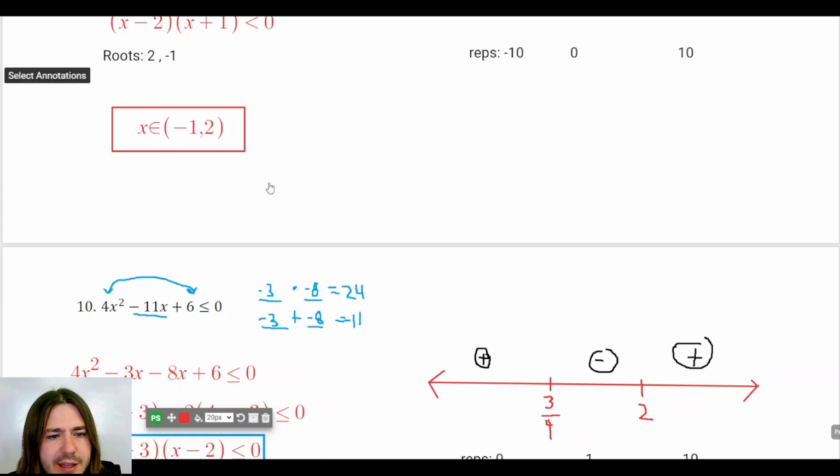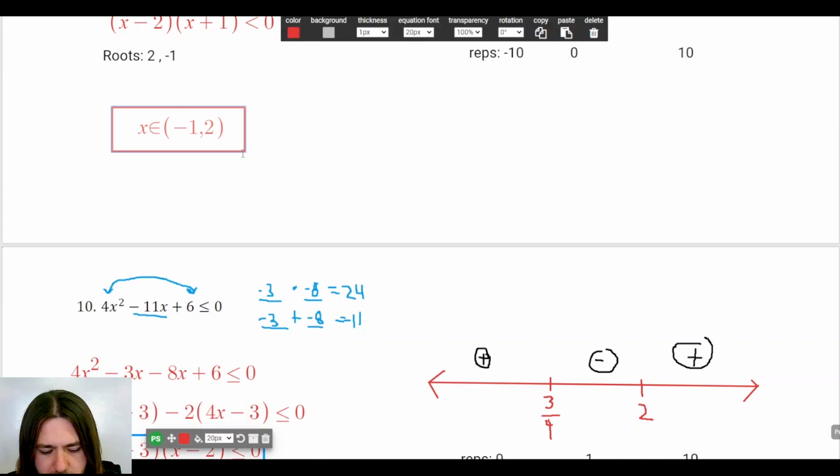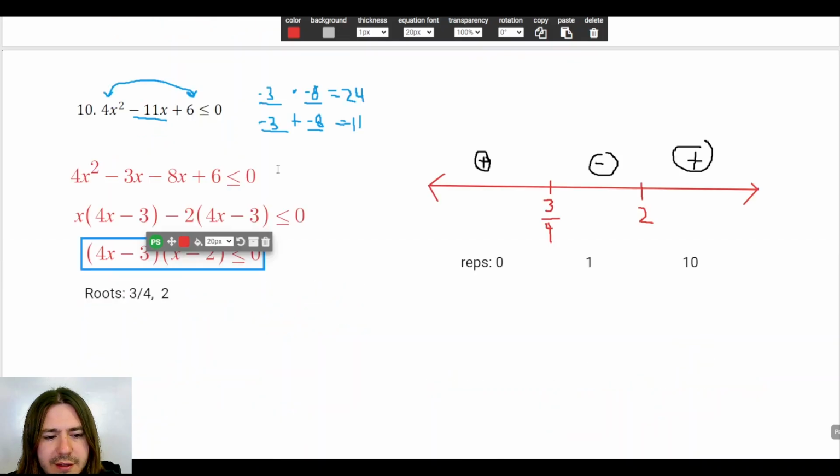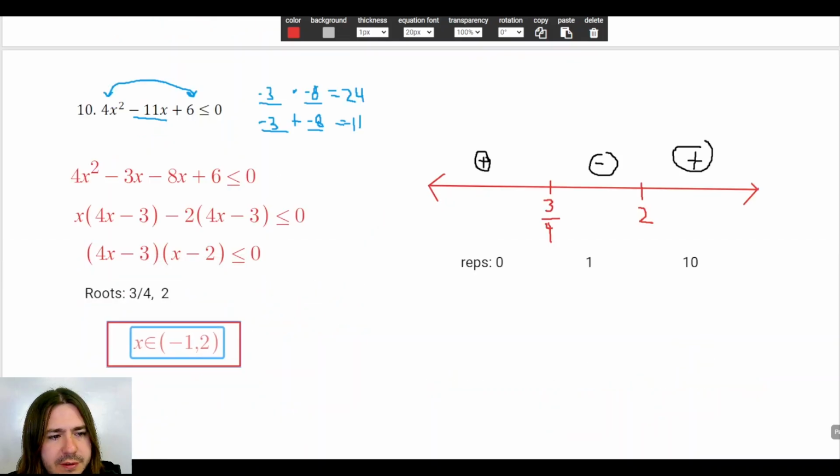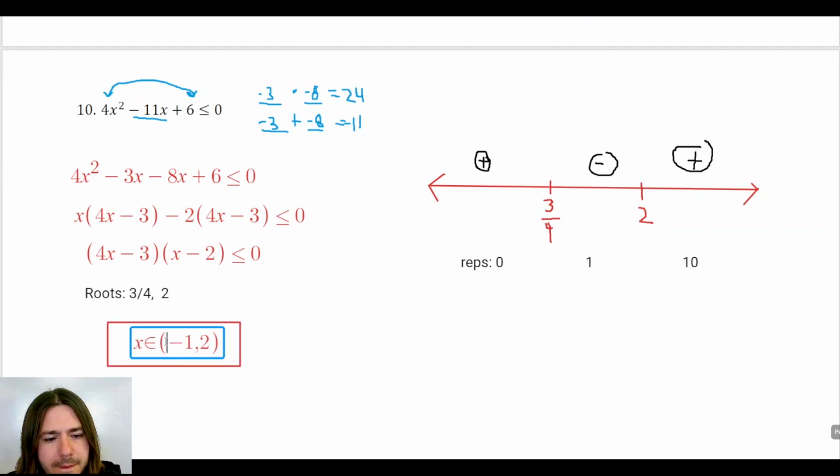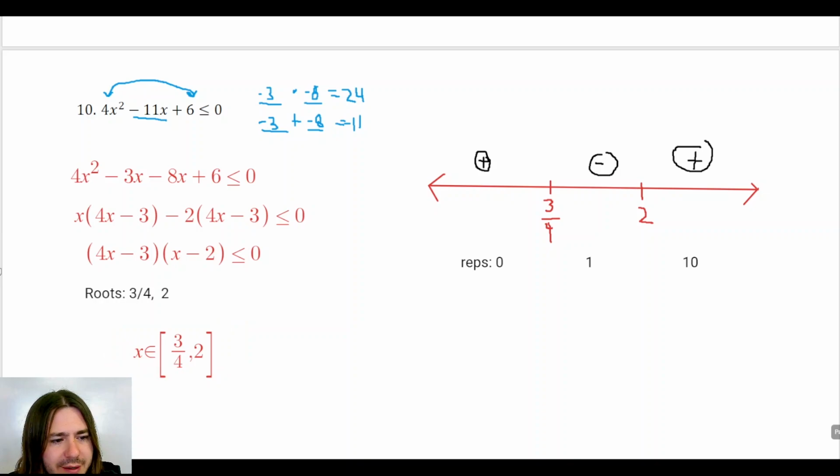And since it's less than or equal to, we will use brackets instead of parentheses to write this solution set. All right, there we go. So it's not in between -1 and 2, it's in between 3/4 and 2. All right, we're going to redraw this little box here. So there's your solution set for number 10.